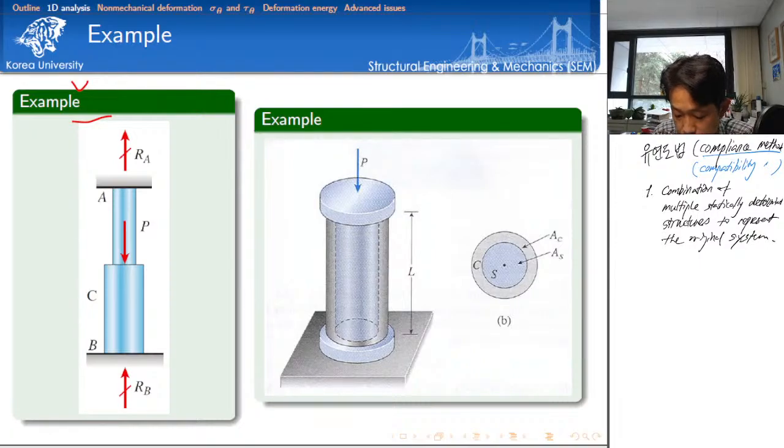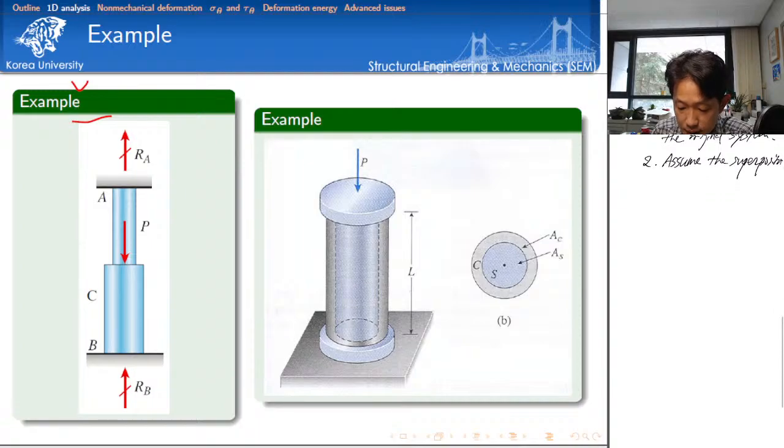And the second, we'd like to assume the superposition. Okay, superposition. So look at this. As long as we deal with a linear system, for example, let's consider a linear system. Let's say this is y and x. So y is a function of x.